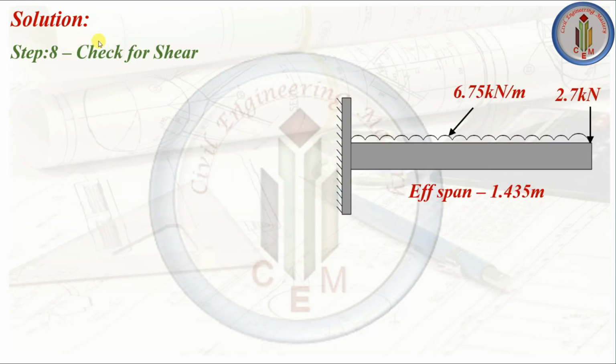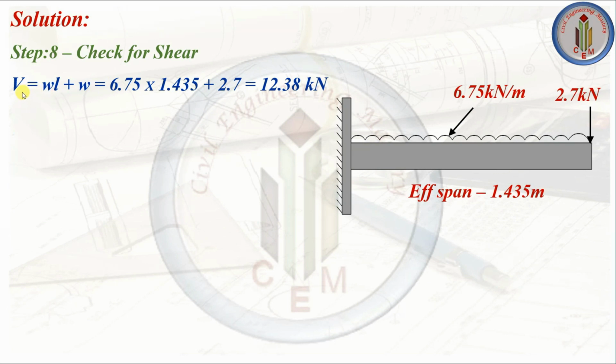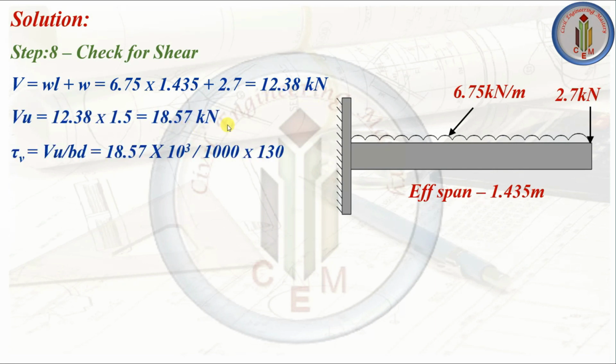Next step is check for shear. First we need to calculate the shear force. Shear force is wL for UDL and W for point load. So 6.75 multiplied by the effective span, plus 2.7, that is the point load. We get the shear force 12.38 kilonewton. Factored shear force is 18.57 kilonewton.